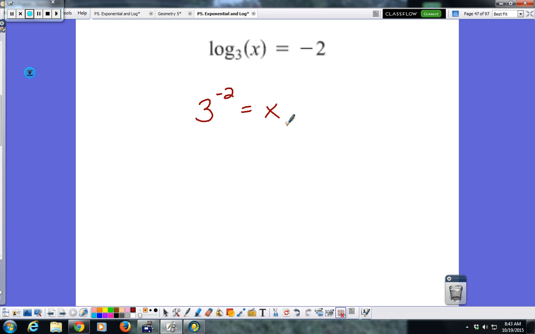Okay, so clean it up, change forms. So since x is by itself, since x equals 3 to the negative 2, well, 3 to the negative 2 is 1/9. Fraction bar, bring it to the bottom, raise it to the positive 2 power. So the value of x is 1/9 there.